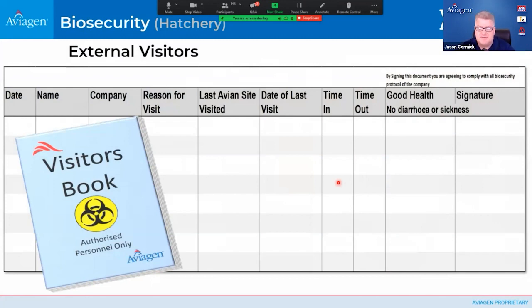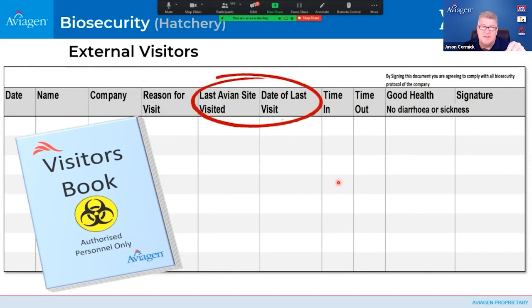When people do come in, if you've got an external visitor coming into your operation, they should fill out the visitor's book. That's going to contain a certain number of things. First one is the reason for visit. Why is that important? Because of that rule that says unless you need to be there, you're not coming in. If you've got a valid reason to be there, then that's fine, but you need to state what that is.